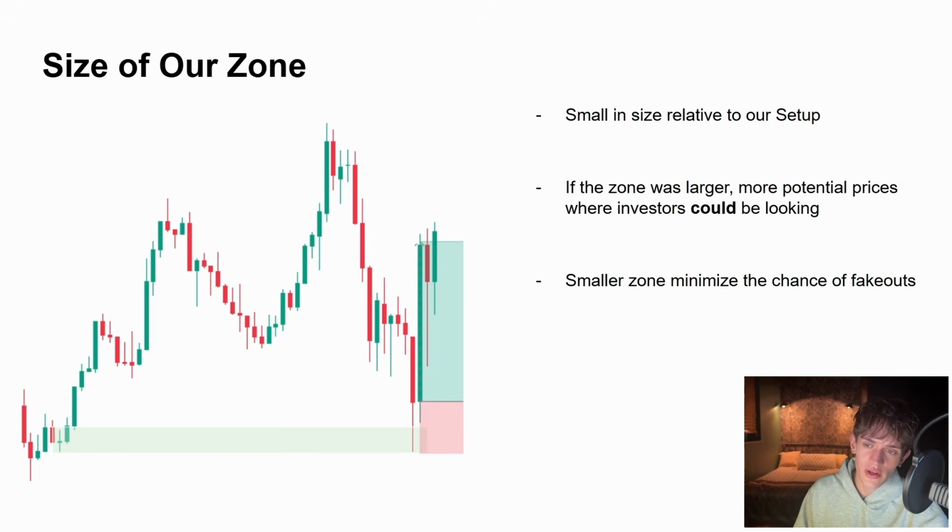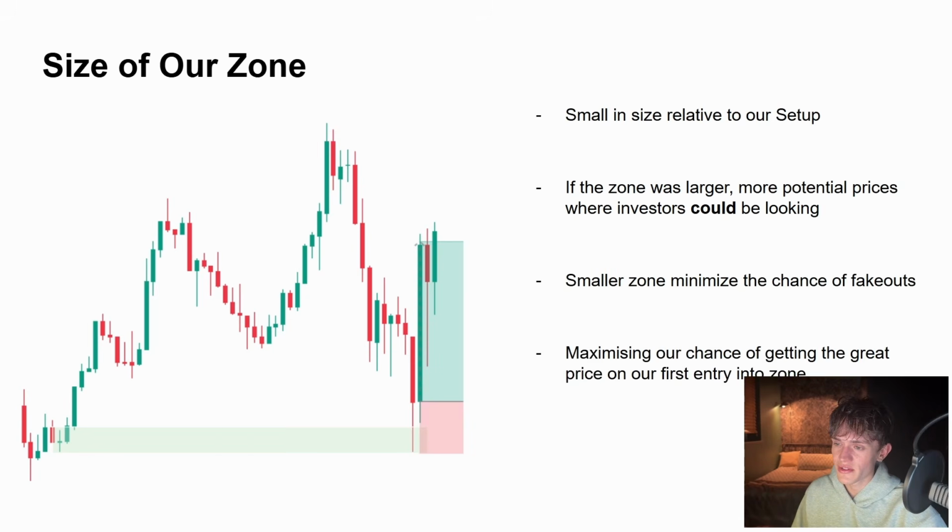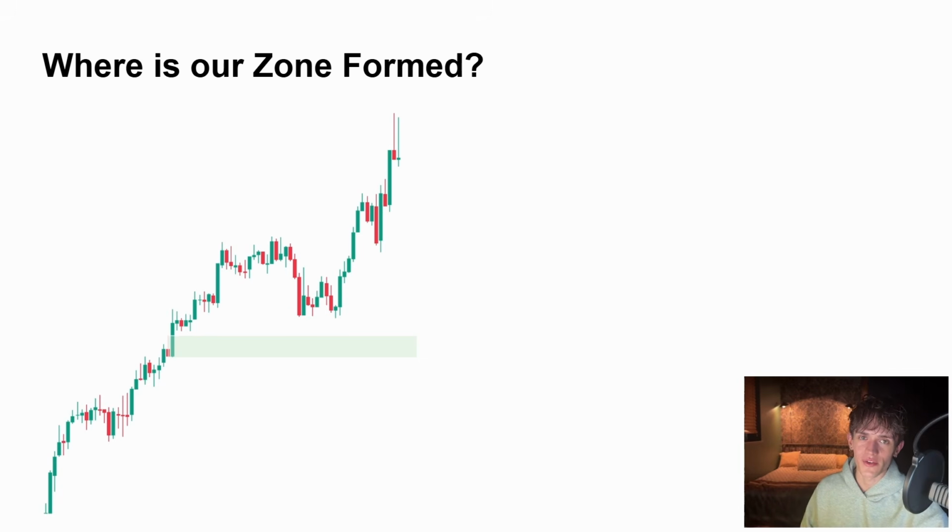A smaller zone is going to minimize the chance of fakeouts by maximizing our chance of getting the great price on our first entry into the zone. There is just going to be far less chance that we miss that original price on our first wick in. So that's pretty much it for our first variance of zone. But as I said earlier, there is going to be a second, which is where our zone is formed.